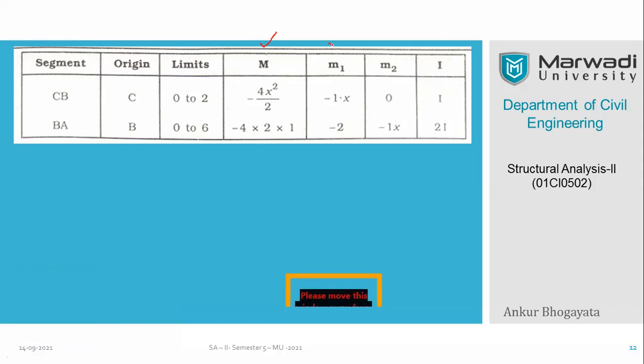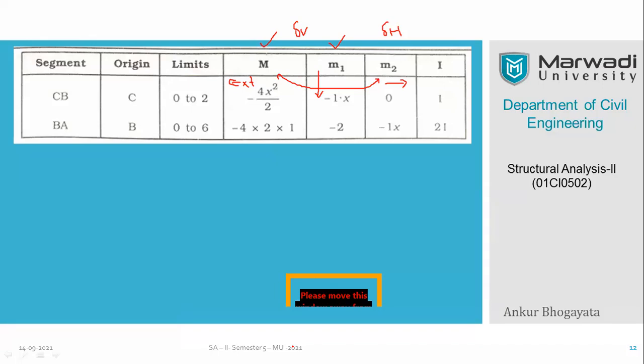Capital M and M1 will give you delta V at point C, and capital M into M2 will give you delta H, right? Horizontal, because it is due to the horizontal force. This is derived due to the horizontal force, this we have derived due to the vertical force, and this is due to external loading itself, right? External loading.